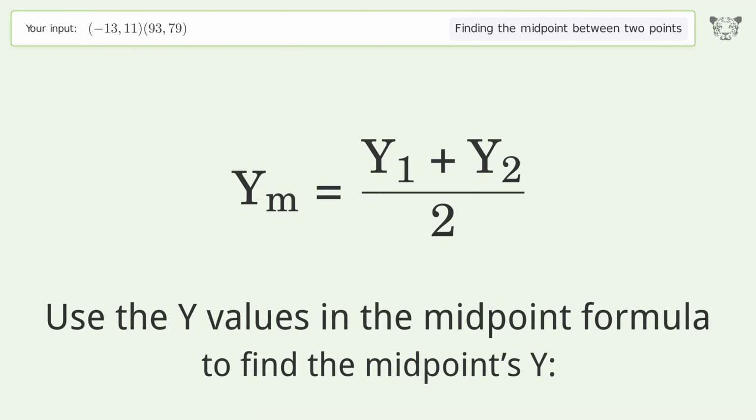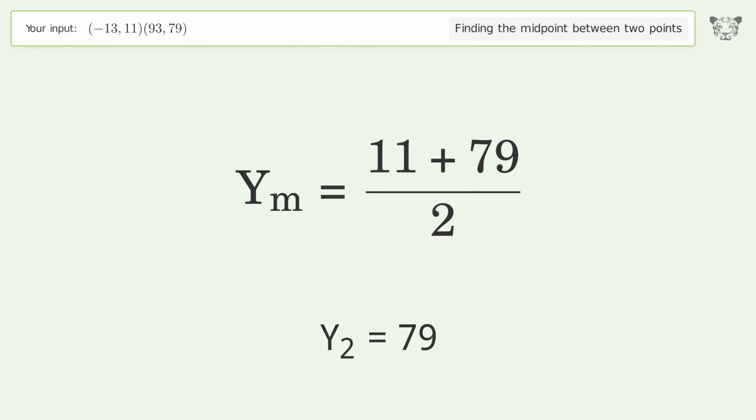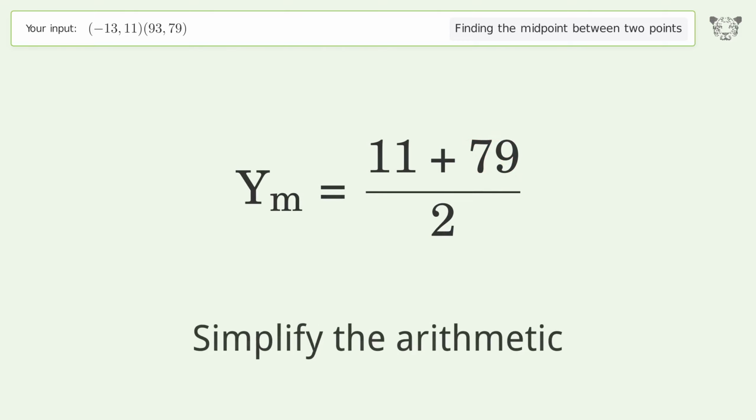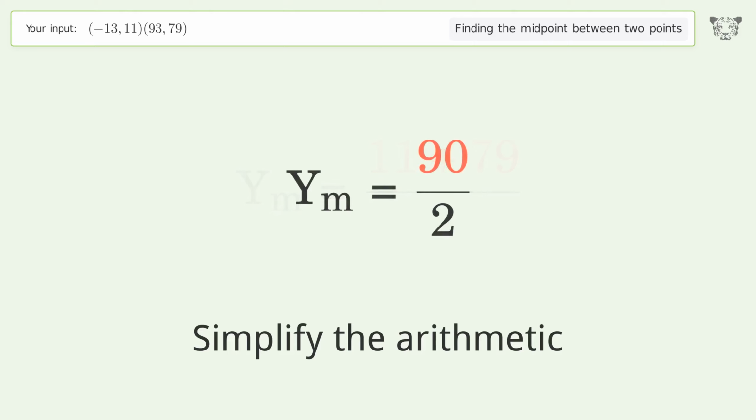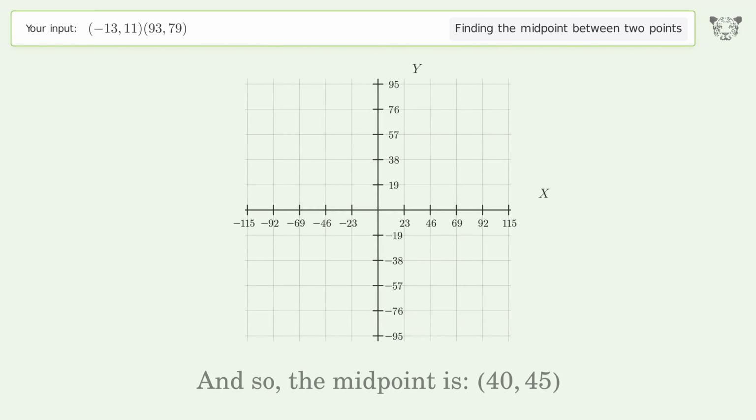Use the y values in the midpoint formula to find the midpoint's y. y1 equals 11. y2 equals 79. Simplify the arithmetic. And so, the midpoint is 40, 45.